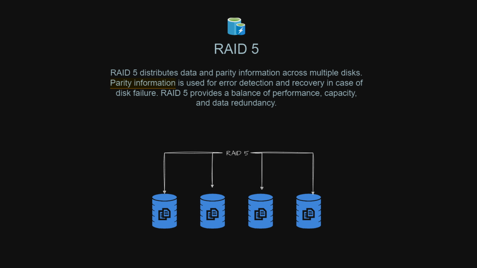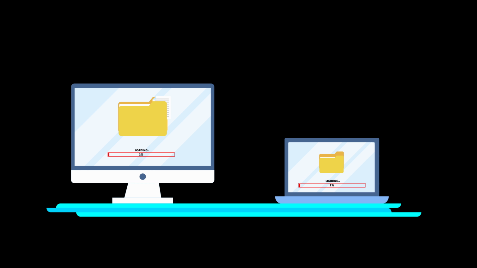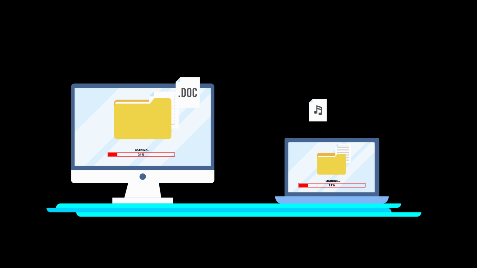Consider 3 disks, disk A, disk B, and disk C. In RAID 5, data is striped across all disks and parity information is distributed across the disks as well. For example, if you write a file of 4 blocks, the first 3 blocks might be written to disk A, disk B, and disk C, and the 4th block contains parity information. This allows for high read and write speed, performance, and fault tolerance. If one disk fails, the missing data can be reconstructed using the parity information stored on the remaining disks.